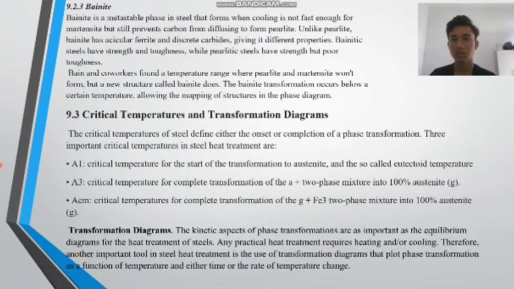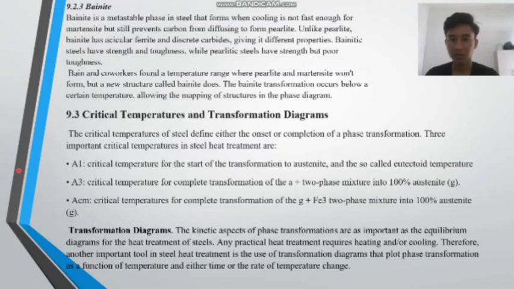Next, 9.2.3 bainite. Bainite is a metastable phase in steel that forms when cooling is not fast enough for martensite, but still prevents carbon from diffusing to form pearlite. Unlike pearlite, bainite has acicular ferrite and discrete carbides, giving it different properties. Bainite has both strength and toughness, while pearlite has strength but poor toughness. Bainite was found in a temperature range where pearlite and martensite won't form, but a new structure called bainite does. The bainite transformation occurs below a certain temperature, allowing the mapping of the structure in the phase diagram.